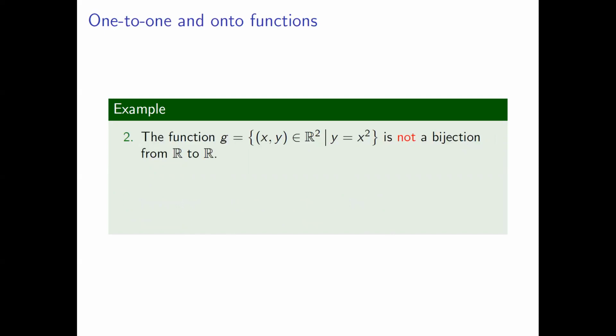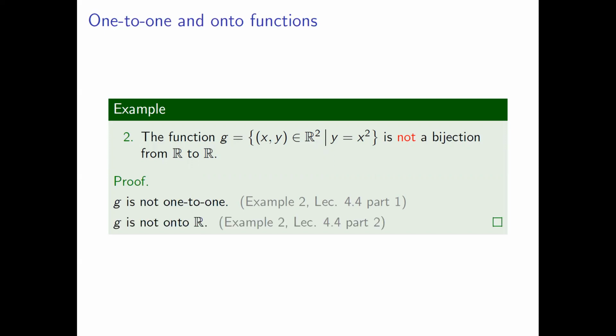Consider the function g consisting of all ordered pairs (x, y) of real numbers satisfying the equation y equals x squared. Then g is not a bijection from the set of real numbers to the set of real numbers. Indeed, we showed in example 2, lecture 4.4, part 1, that g is not one-to-one, and in example 2, lecture 4.4, part 2, that g is not onto R.